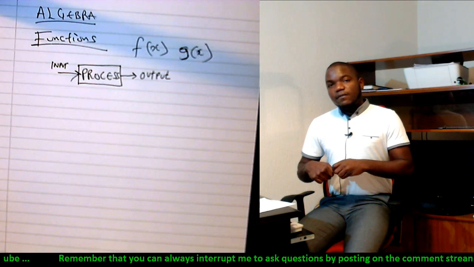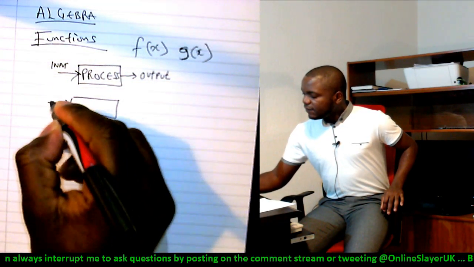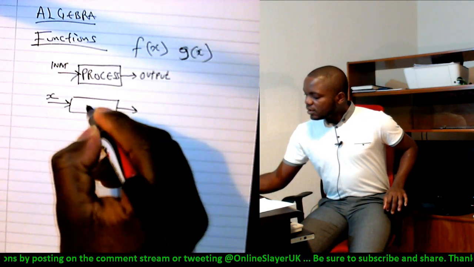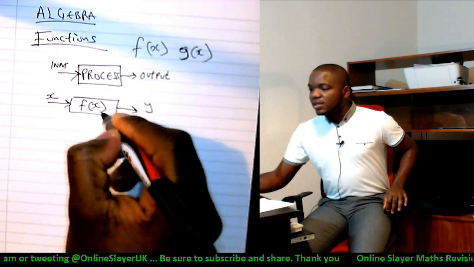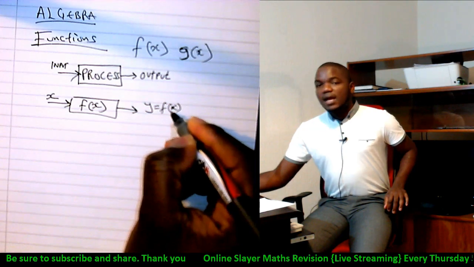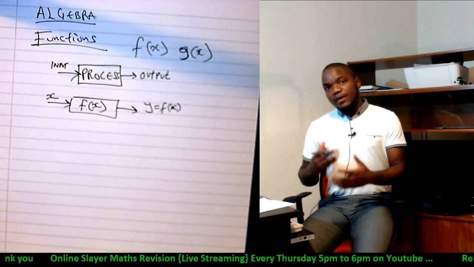In the case of a function also, similarly, you give a function x, and you get from the function y, where there is a process called f of x. So y is usually f of x. F of x is the product of reforming or refining x.